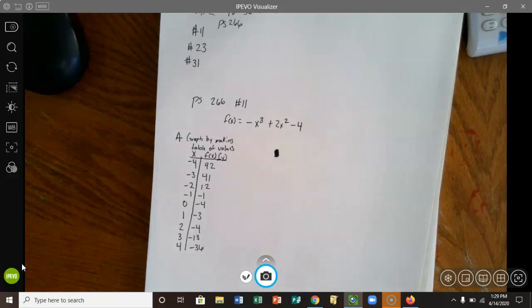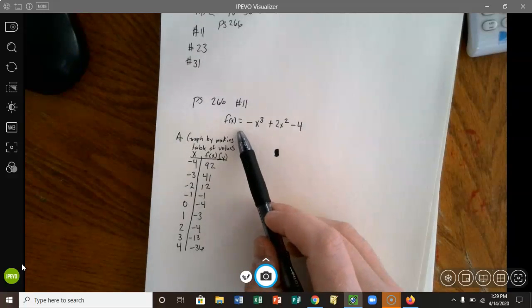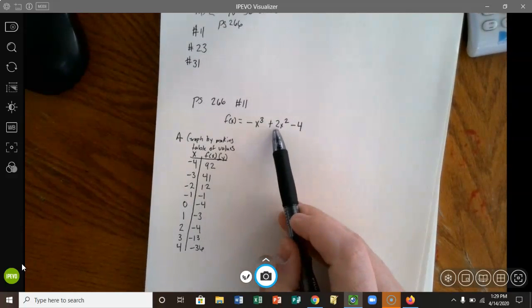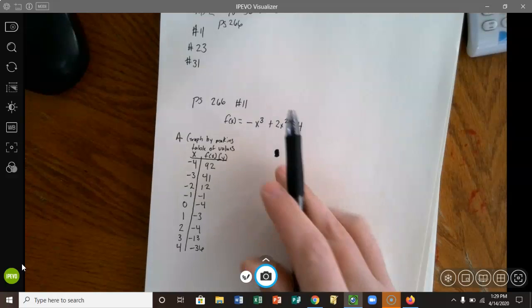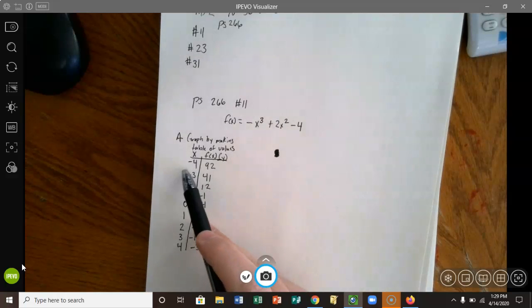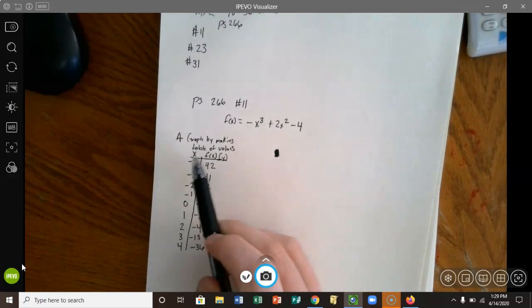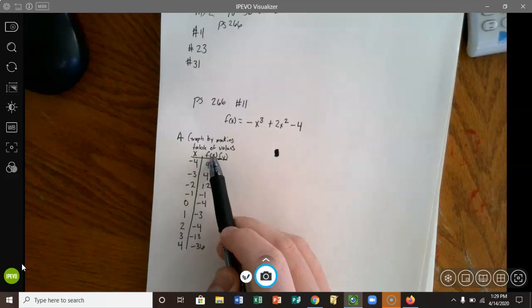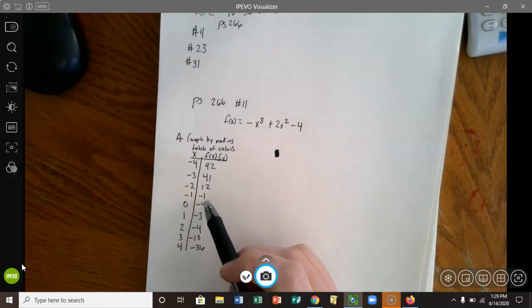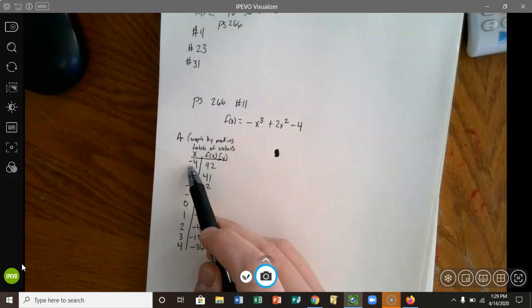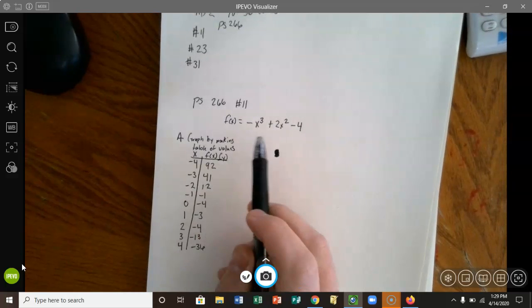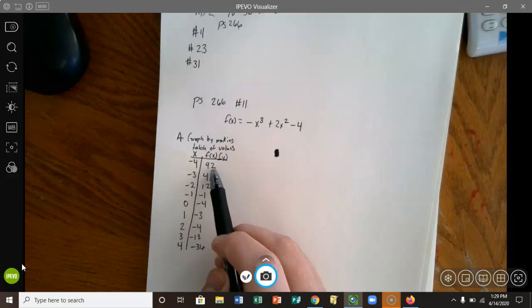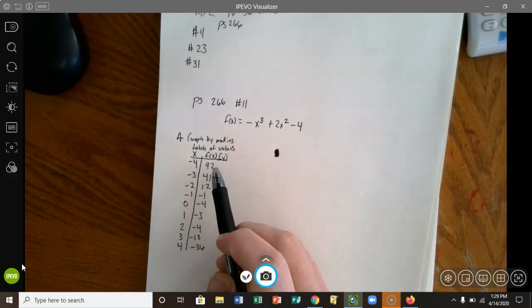Okay, and I'm working on number 11, so my f of x is equal to negative x cubed plus 2x squared minus 4. And you can see I've already filled out my table of values. These are my x values, these are my f of x. The way that I build this table is that I'm plugging in each individual x value into this equation to get their f of x or their y value. That way I'll be able to graph these.